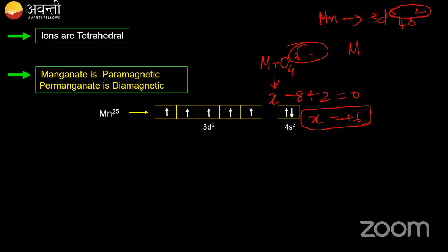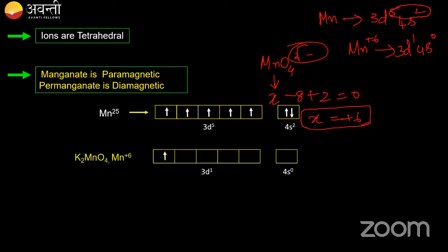So the manganese +6 compound contains how many electrons now? 3d1 and 4s0, right? So how many unpaired electrons are there now? All of you tell me. How many unpaired electrons are there for manganate? It is not 2, it is not 3, it is not 4. It is 1. So all of you can find out the number of unpaired electrons now by seeing the compound, right? So hereafter you will not make any mistake.